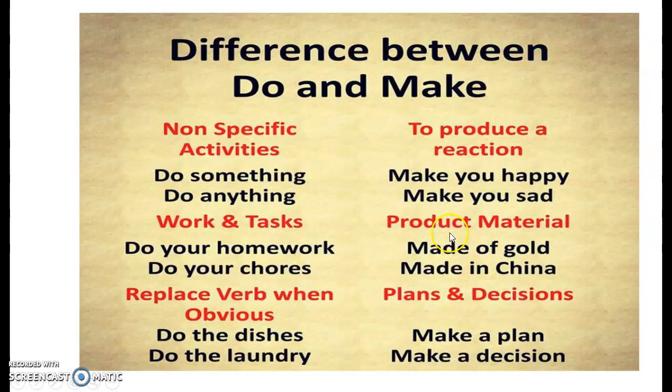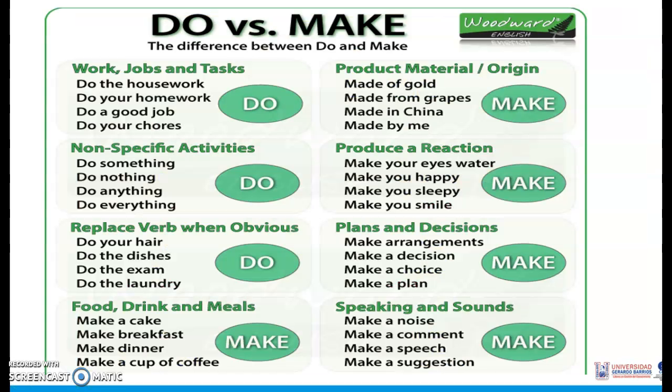Every single thing that is about constructing or making, creating things, you have to use make. Plans and decisions: make a plan, make a decision, because you are creating and constructing something in your head. That's why you are using make. So that's the difference, guys. Do is mostly for activities, tasks, and habits, and make is for producing, creating, or constructing. When you are talking about a production, a thing.